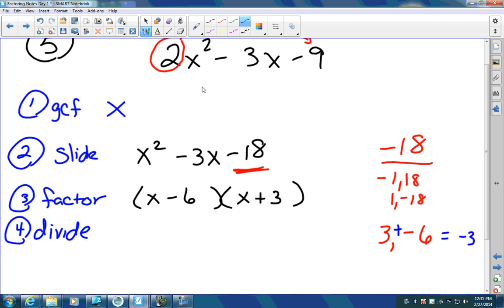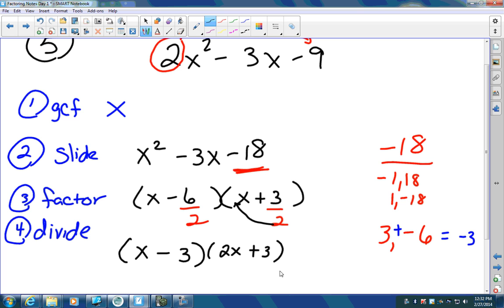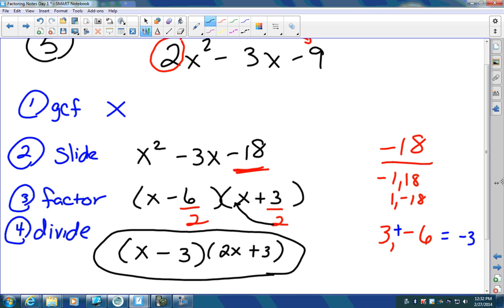Now, the last thing is the divide. I need to divide by the number I slid with. What did I slide? I slid by 2. So divide everything by 2. Okay. X. Negative 6 divided by 2 is what? Negative 3. Does 3 divided by 2 come out even? No. Put the 2 up there in front of the x. So I get 2x plus 3. Was there a GCF? No. So this is my answer. You would put the problem into Y1, the answer into Y2, and press second graph.